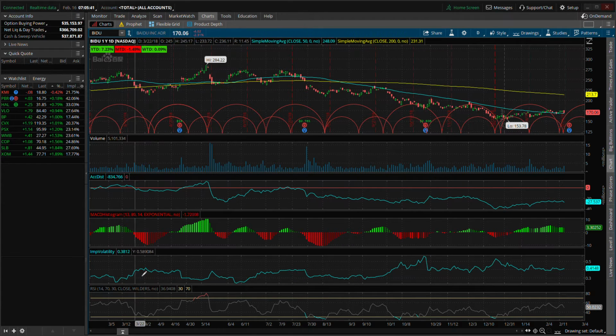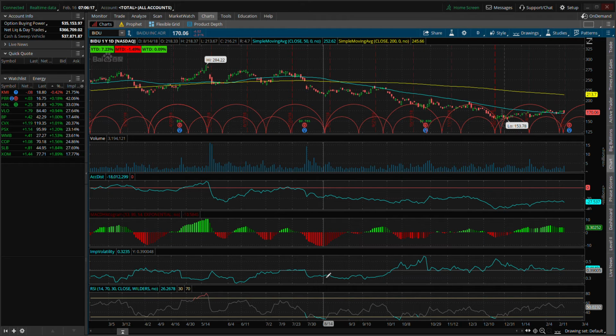And on the bottom, there are a bunch of indicators. The first one is the volume indicator. This means how much volume is happening in a given day. The second one is accumulated distribution. This tells how much money is coming into the stock and how much money is going out of the stock. The third one is the MACD histogram. This tells whether the stock is in positive momentum or negative momentum.